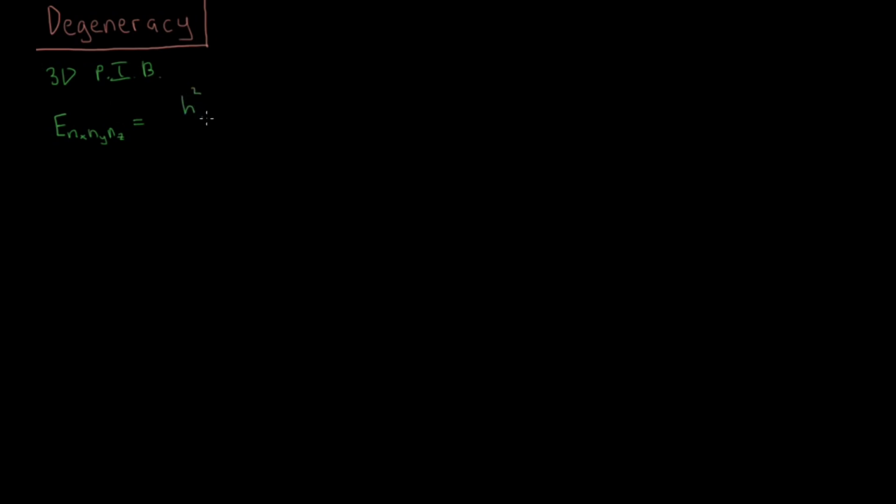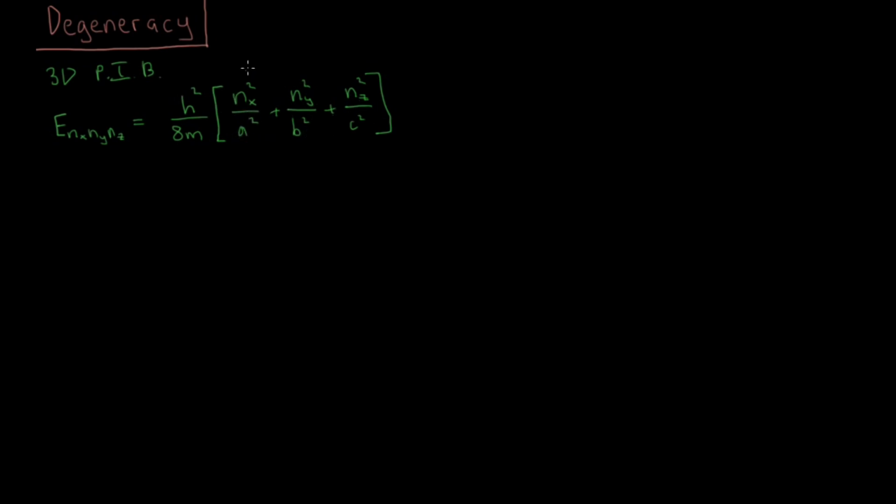This equals a constant h squared over 8 times the mass of the particle, times the quantum number in the x direction squared over the width of the box in the x direction squared. And then same thing for y with the width in its dimension, and the same thing for z over the width squared in its dimension. So this leads to distinct solutions when we have different A, B, and C.